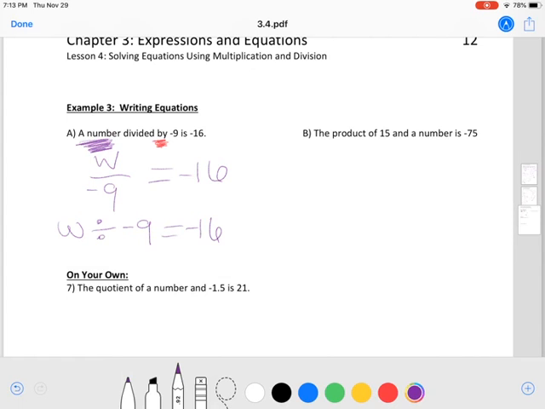All right, so next one, B. The product of 15 and a number, so again, and a number, that's our variable, is negative 75. So hopefully you guys can remember from last year as well, whenever you see this term product, that automatically means multiplication, or to multiply.